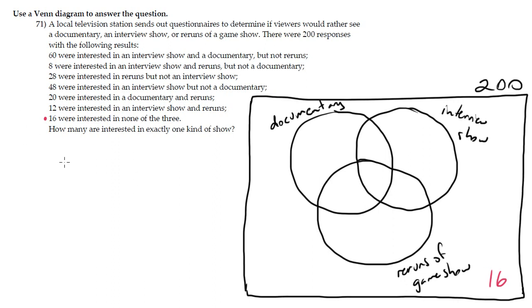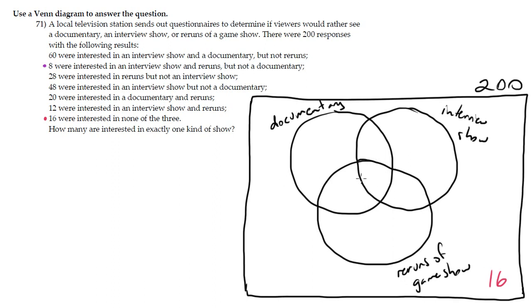Then we have, let's see. So I think we should look at these. 48 were interested in an interview show, but not a documentary. Or maybe not. How about this one? 8 people, and I'll tell you why I'm looking at this. 8 people were interested in an interview show and reruns, but not a documentary.